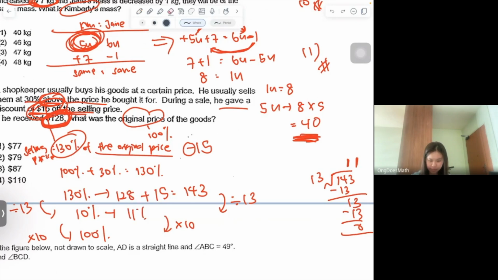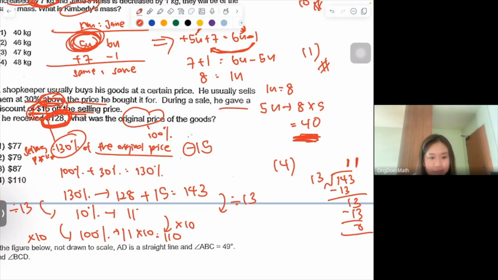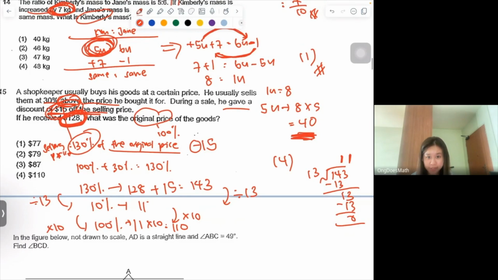To find 100%, you simply times 10, both sides. Sorry, there's no percent sign here. So it'll just be 11 times 10. It should give you 110. And hence the answer is option 4. I'm sorry it got a bit messy right here. I'll try to make my workings less messy from here.